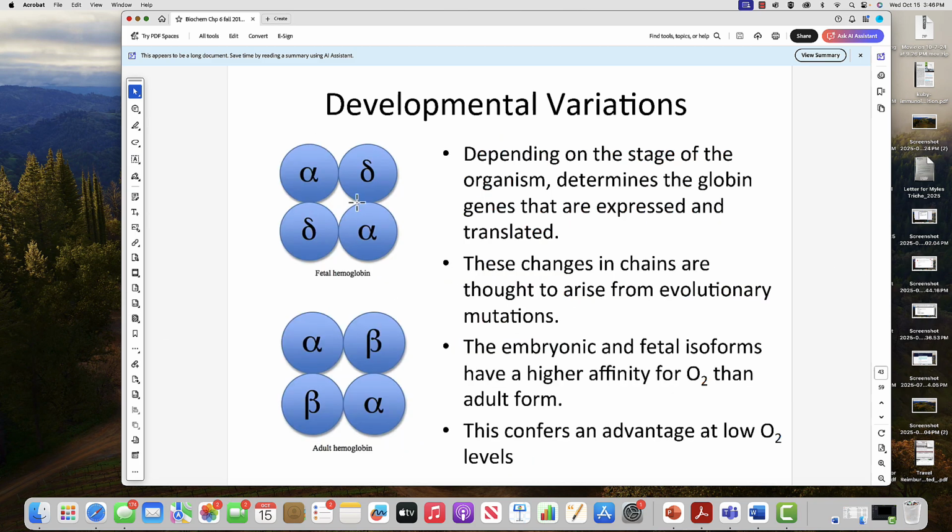Okay, so here you have the fetal hemoglobin, here's the adult hemoglobin, and remember, the fetal hemoglobin has a higher affinity for oxygen than the adult form. And this is why fetuses are able to thrive in an aqueous environment as opposed to adults.